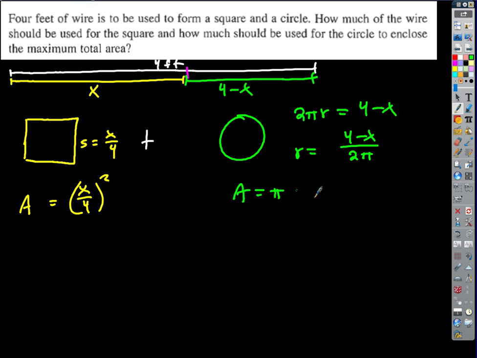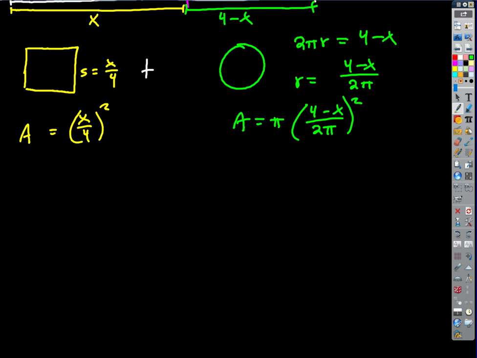So we're going to get pi times the quantity (4 minus x) over 2 pi, squared. Okay, so that's kind of inconvenient. So the area here we could rewrite as (4 minus x) squared, we square the top, over 4 pi squared on the bottom, but we'll cancel one of those pi's, so we just get a 4 pi on the bottom. Everybody good with that? I'll just pause there for a second.